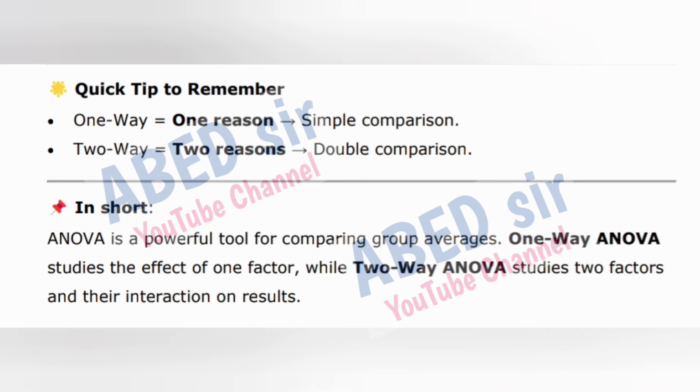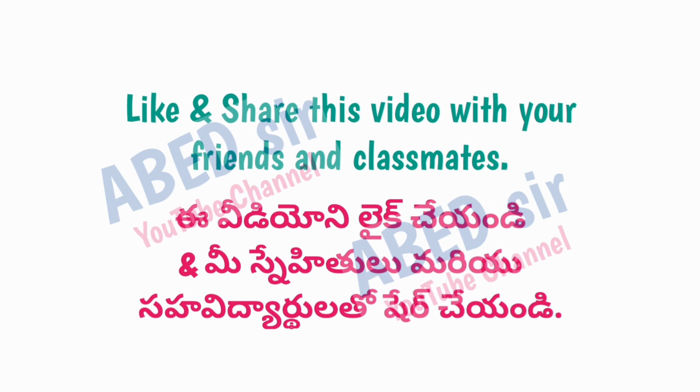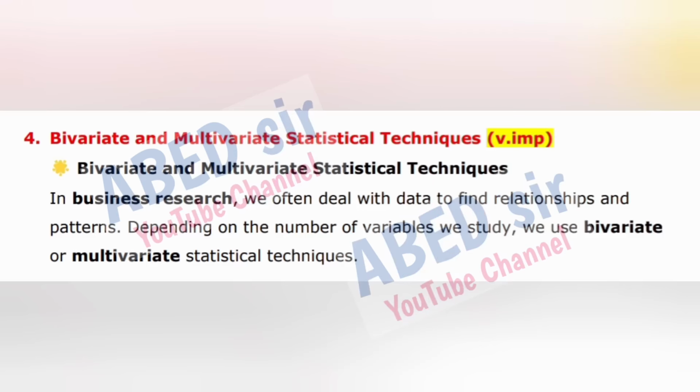Quick tip to remember. One-way is equal to one reason, simple comparison. Two-way is equal to two reasons, double comparison. In short, ANOVA is a powerful tool for comparing group averages. One-way ANOVA studies the effect of one factor, while two-way ANOVA studies two factors and their interaction on results. Next important long question is 4.